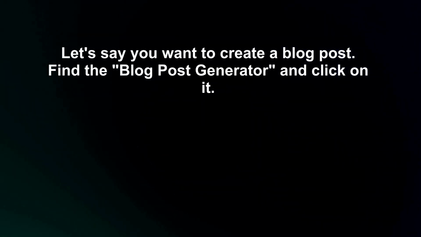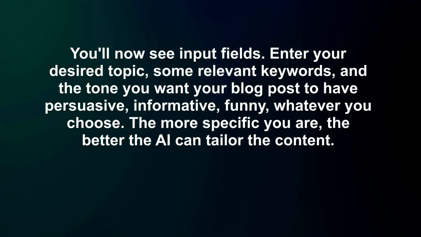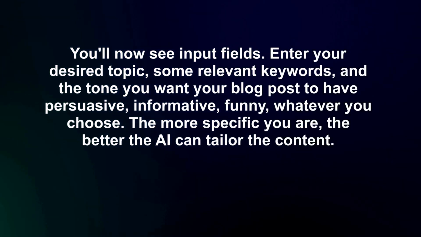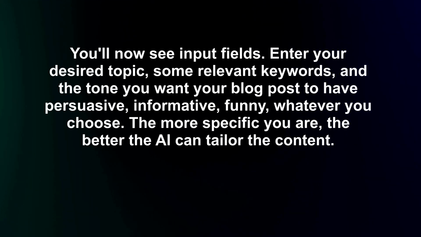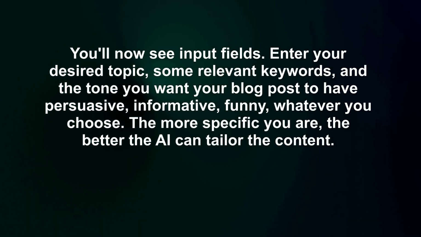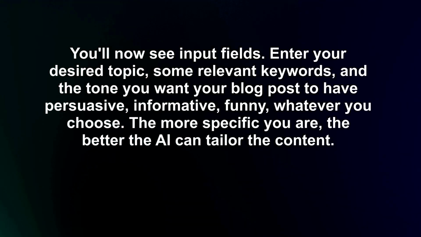Let's say you want to create a blog post. Find the blog post generator and click on it. You'll now see input fields. Enter your desired topic, some relevant keywords, and the tone you want your blog post to have: persuasive, informative, funny, whatever you choose. The more specific you are, the better the AI can tailor the content.